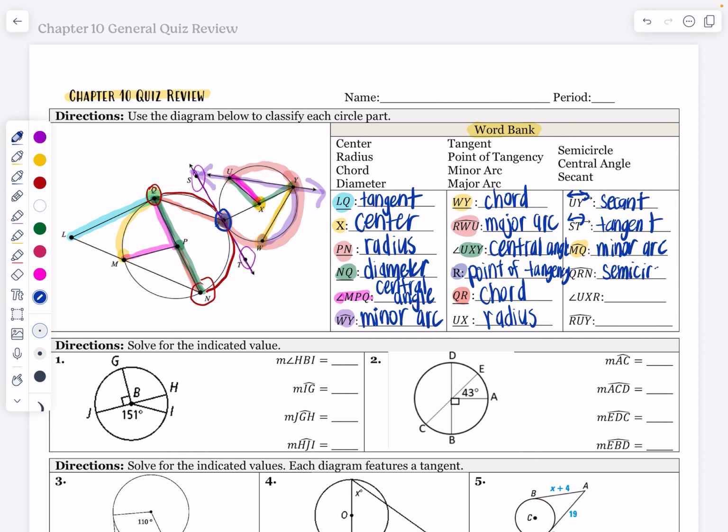It's named with 3 letters, the arc over it. What is angle UXR? So angle U to X to R is going to be another central angle. So that is a central angle. And then what is arc R, U, Y, R to U to Y? Okay, that is going to be half of a circle, and that is a semicircle.